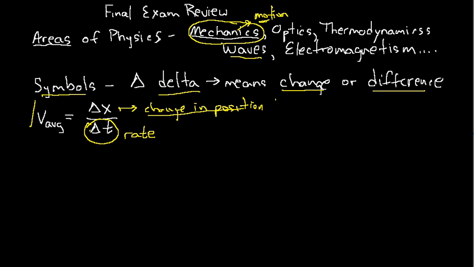This change in position is very important, and we called it displacement. So displacement was the term that we've been using to call our change in position, and it is delta x. It was our final position of the object minus the initial position of the object.